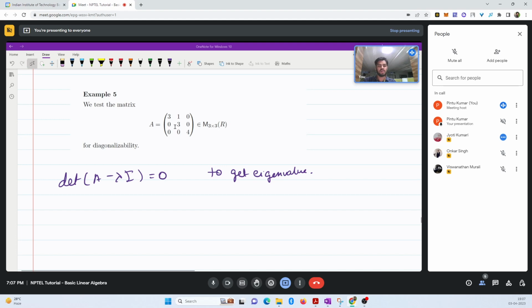As I mentioned a few moments ago, if you have an upper triangular matrix, you see everything below the diagonal is 0, right? So your eigenvalues are nothing but the entries on your diagonal. So eigenvalues would be 3, 3, 4 only.